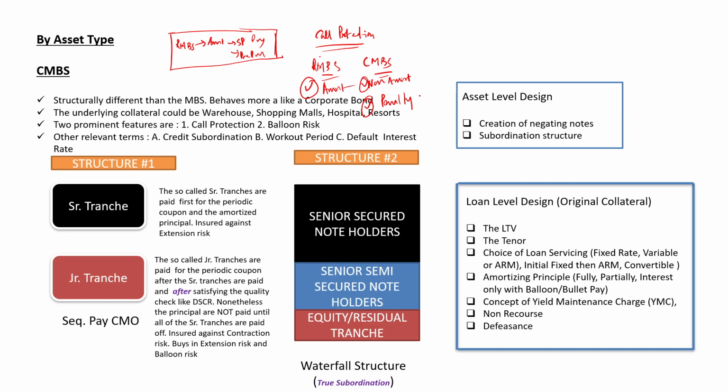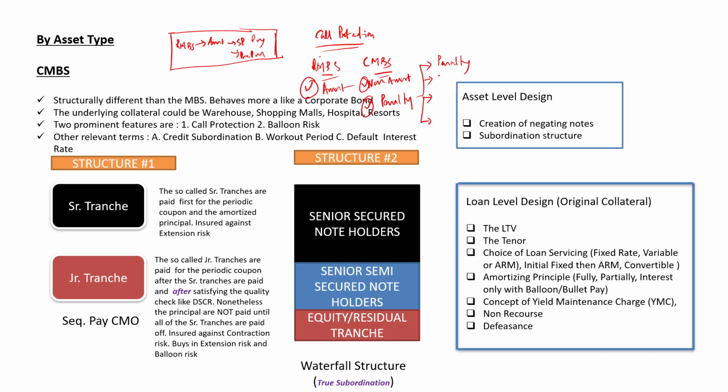So the penalty is collected in one of four ways. First is something called a hard penalty, wherein a fixed amount or a percentage of the outstanding amount is paid off along with the principal that the borrower may want to retire.